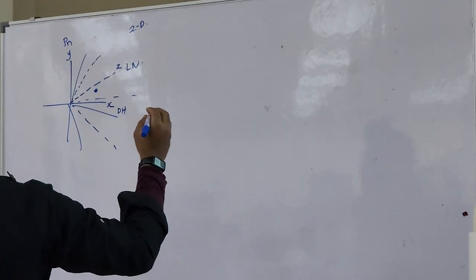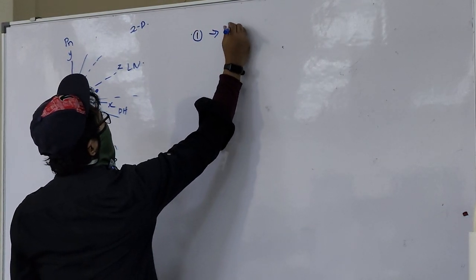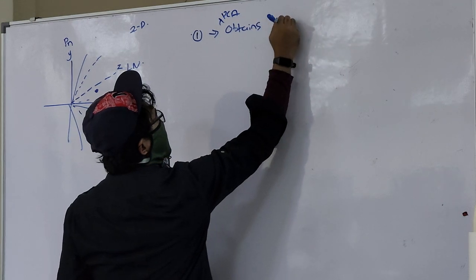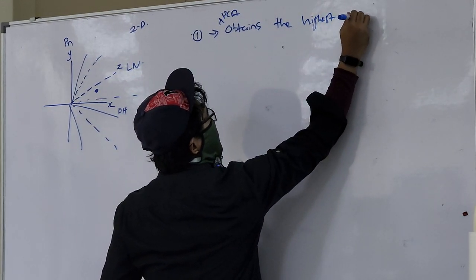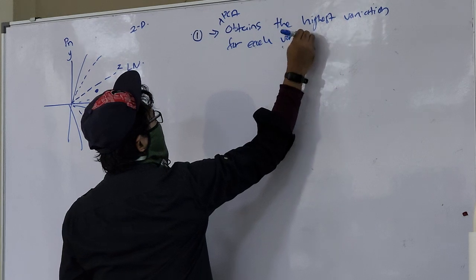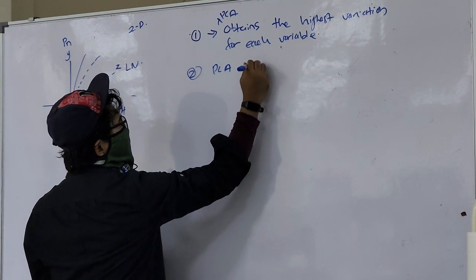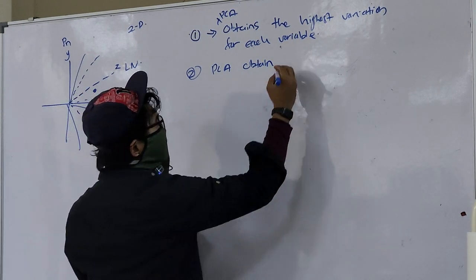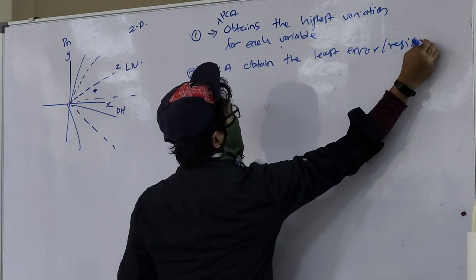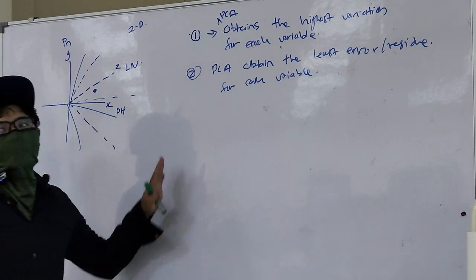The way it is calculated is, number one, PCA obtains the highest variation for each variable. Okay, and then number two, PCA obtains the least error or residue for each variable. How does it do this?